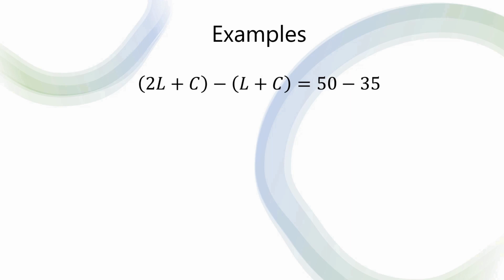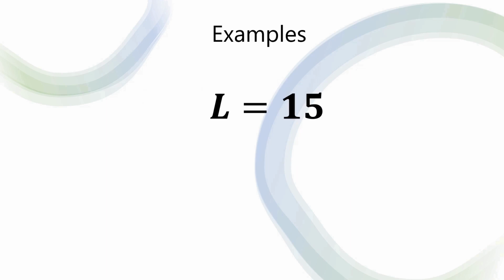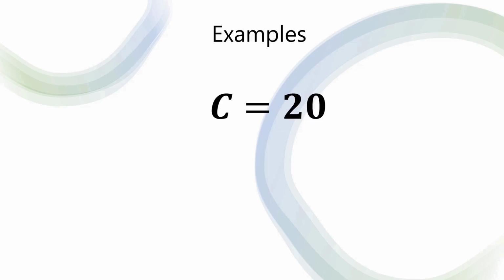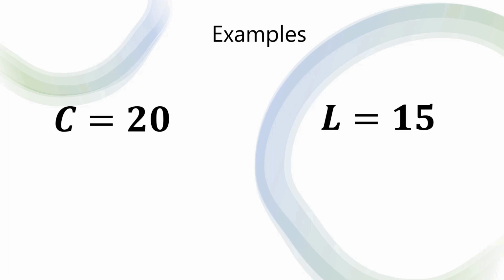First, subtract the second equation from the first to eliminate C. 2L plus C minus L plus C equals 50 minus 35. 2L minus L equals 15. Therefore, L equals 15. Now that you know L, which represents the number of lemonades, you can find C, which describes the number of cookies, using the second equation. L plus C equals 35, and L equals 15, therefore 15 plus C equals 35. C equals 35 minus 15, and the result is C equals 20. So to make a profit of $50, you need to sell 15 lemonades and 20 cookies.